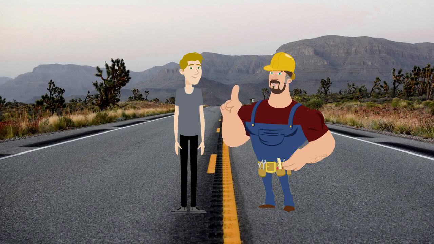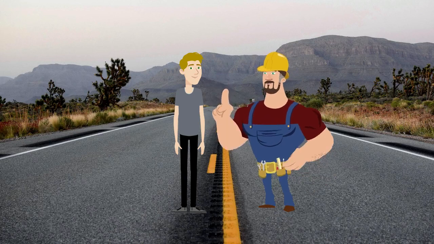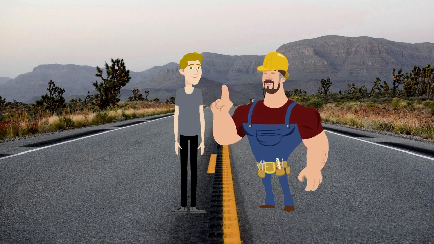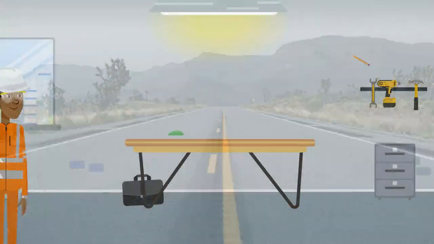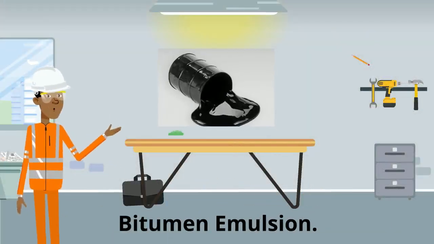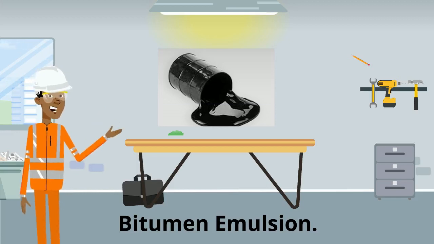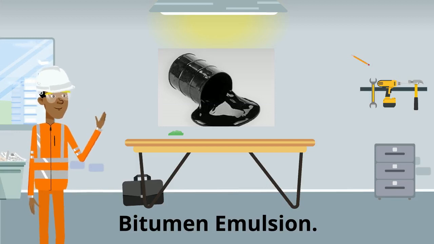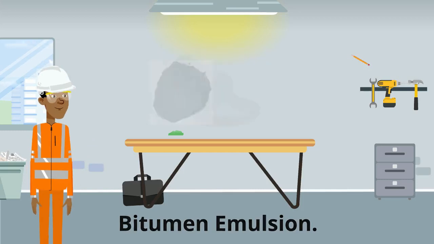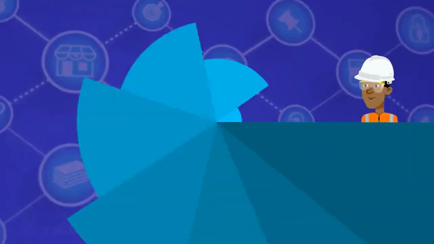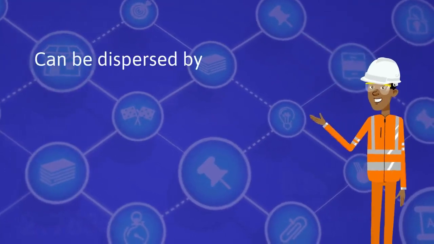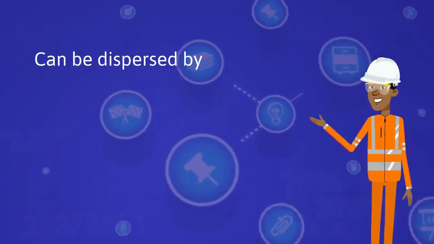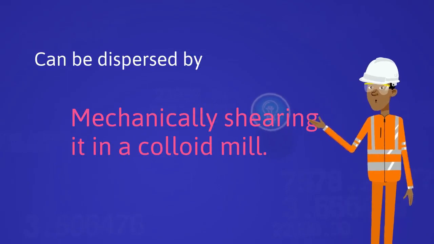In comparison with bitumen, cutback bitumen is sprayed on different layers of roads at a notably lower temperature. Next is bitumen emulsion, commonly used as a binder course in road construction. Bitumen emulsions are usually two-phase systems consisting of two immiscible liquids, bitumen and water. The bitumen phase can be dispersed in the aqueous phase by mechanically shearing it in a colloid mill.